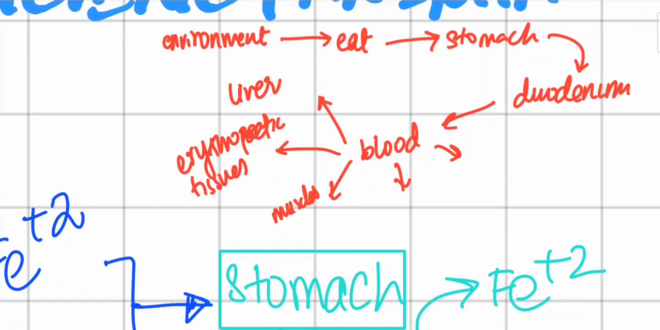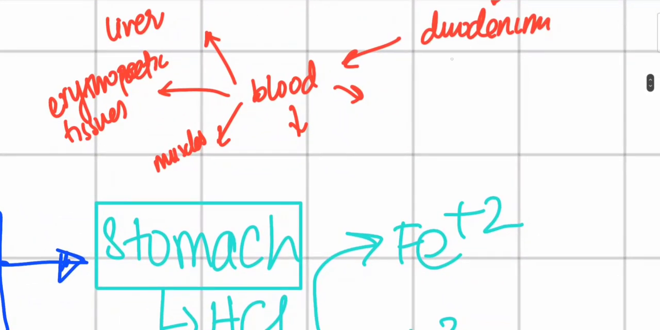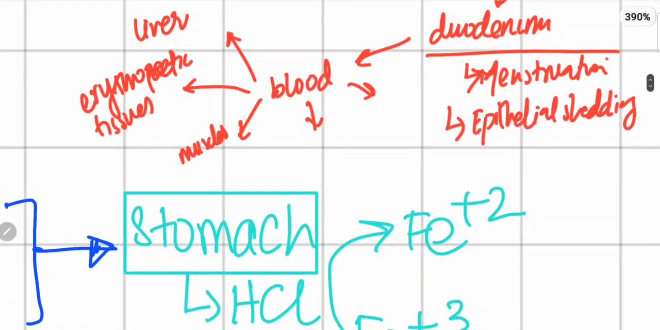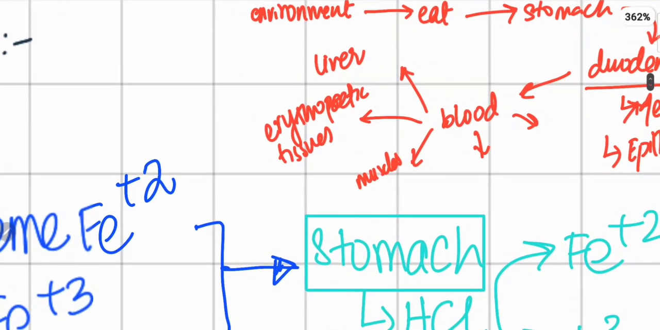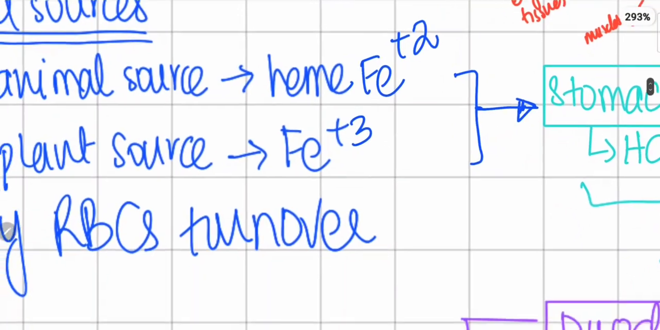But of course, there are details. Iron is only released either by menstruation, or by epithelial shedding. There is no other way to get rid of iron. So that is why iron is tightly regulated, and liver produces a protein that I'm going to tell you about later in this video, that regulates this whole iron metabolism.